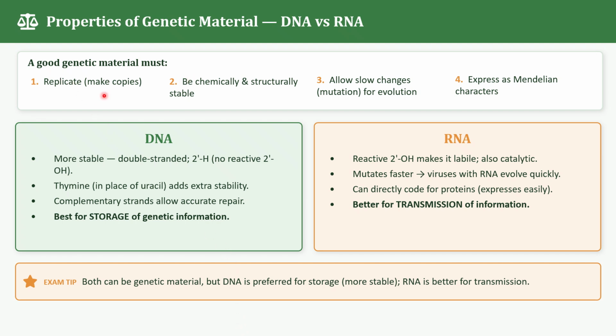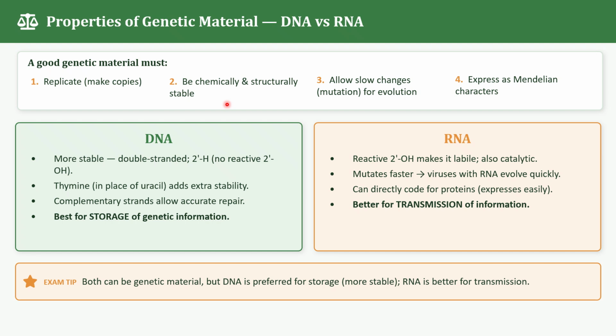The first one is replication. It should make exact copies of itself. Both DNA and RNA can replicate. And the next one is stability. It should be chemically and structurally stable. So the molecule should remain unchanged over generations.